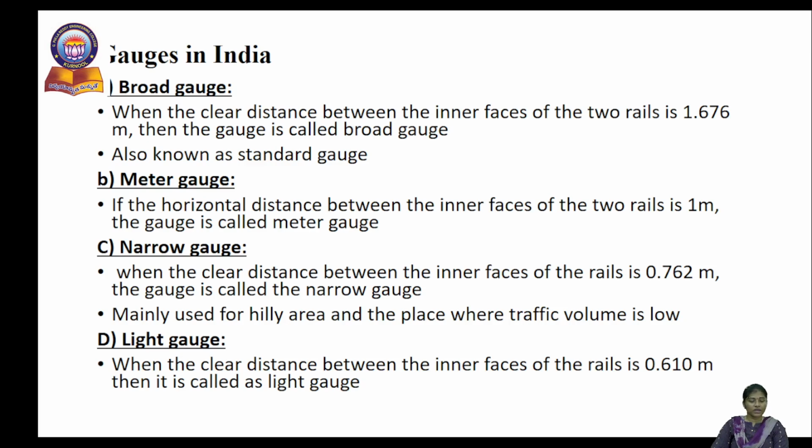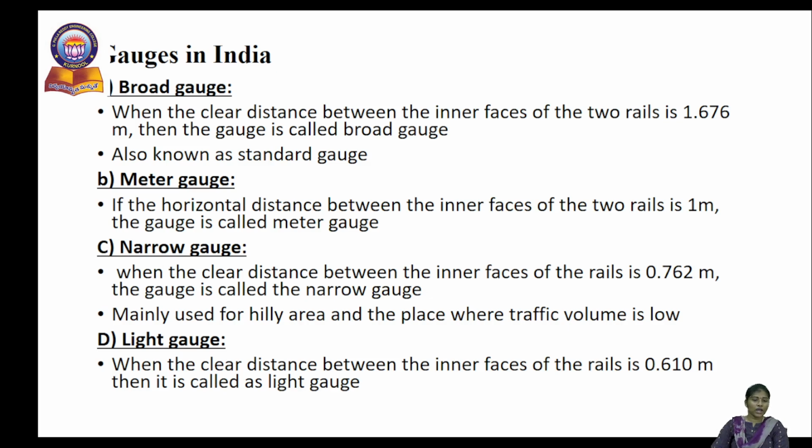So what is meant by broad gauge? Whenever the clear distance between any two successive inner faces of the rails is 1.676 meters, we call it a broad gauge. It is also known as standard gauge. Next, meter gauge. If the horizontal distance between inner faces of two rails is 1 meter, then the gauge is called meter gauge.